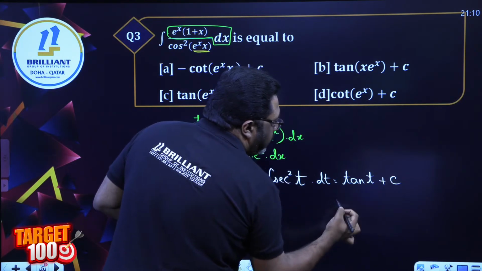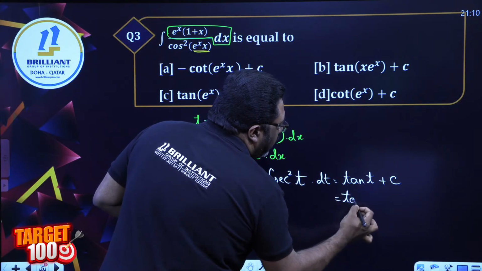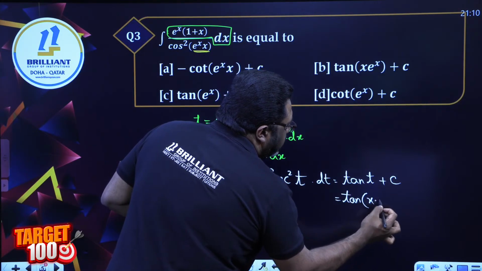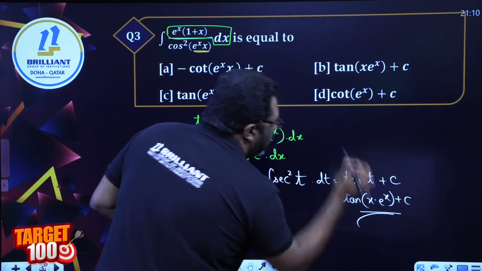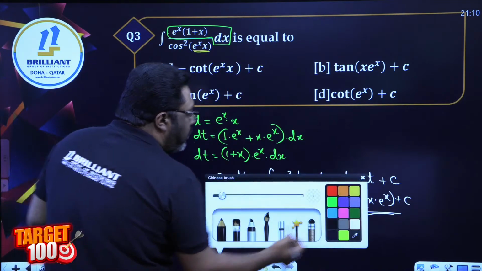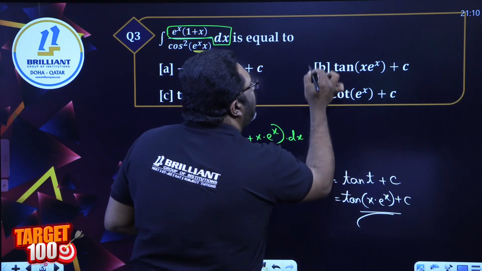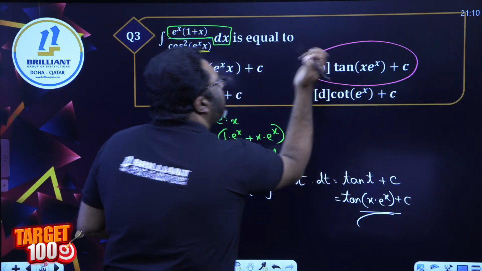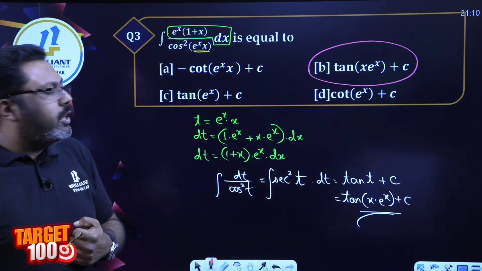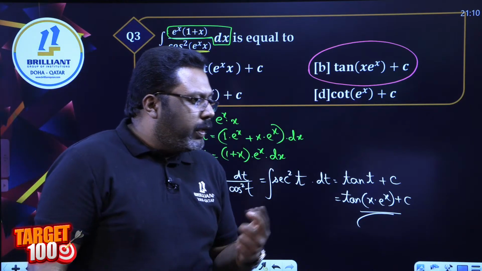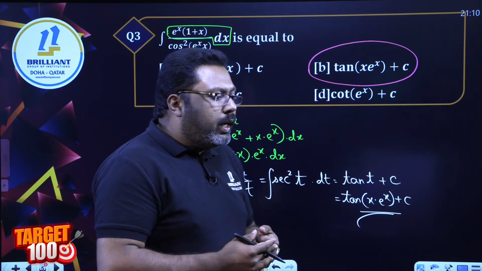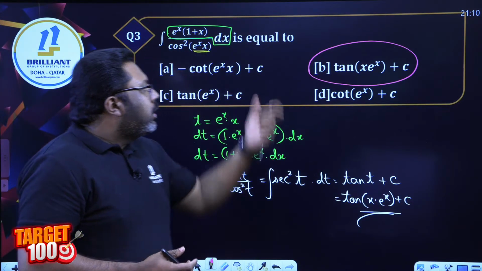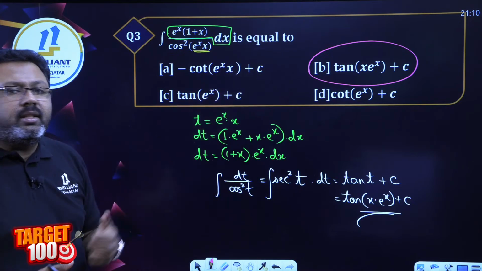Plus c, and substitute t, which is x into e raised to x plus c. Option B. All of you, option B. Tan x e raised to x plus c. Right answer: Samuel, Adil, Sana, Hafiz, Jed, Hadia, Abin. Okay, the answer is tan x e raised to x plus c.